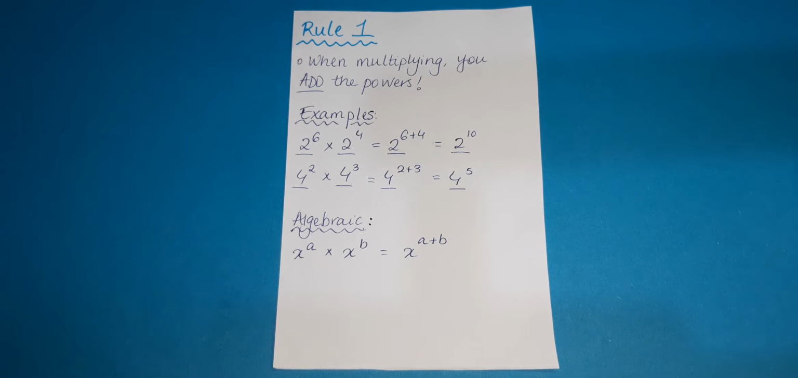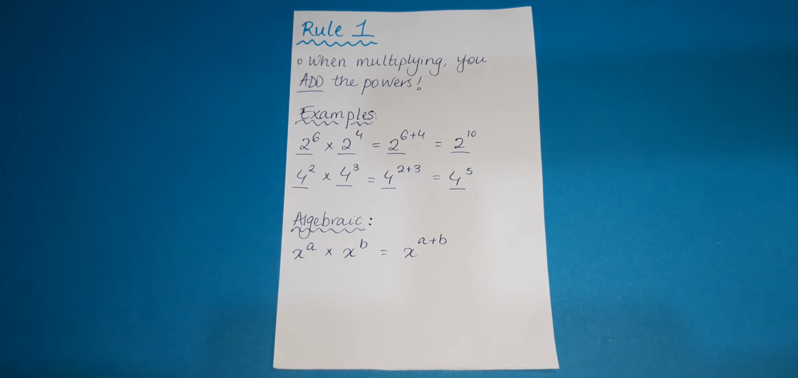Now, the first rule of powers is that when you multiply two powers with the same base, we need to add the powers. So, for example, 2 to the power of 6 multiplied by 2 to the power of 4 would be equal to 2 to the power of 6 plus 4, which is 2 to the power of 10. This is the same thing that happened in the second example, where we can see that the base is still the same and we must add the powers when we multiply.